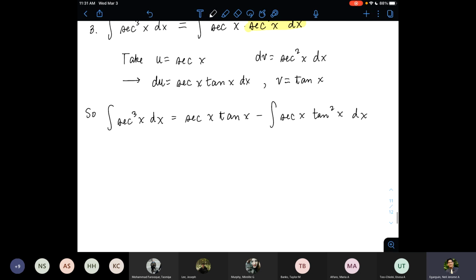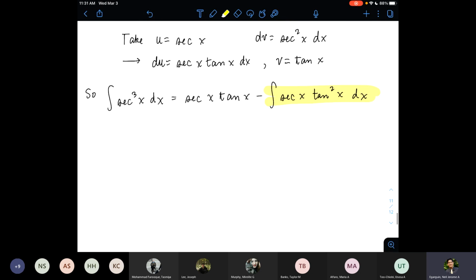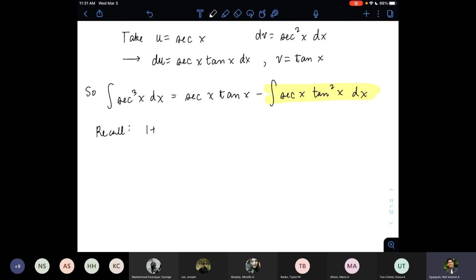Okay, now let's worry about this integral over here. I guess here I can apply a trigonometric identity. Note that tangent squared x, maybe I should write that down here. Recall that 1 plus tangent squared x is equal to secant squared x, right?